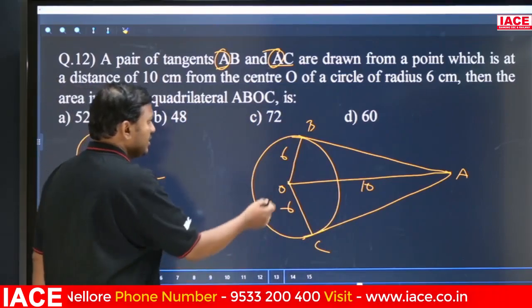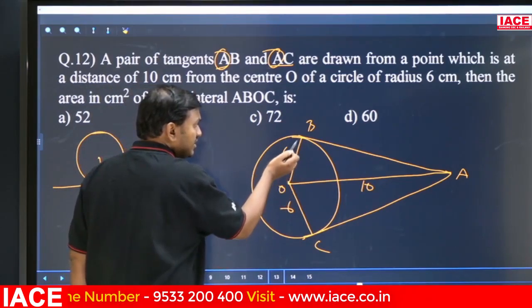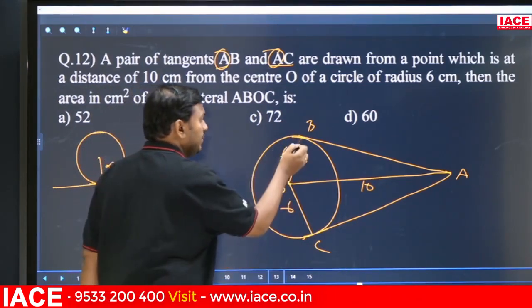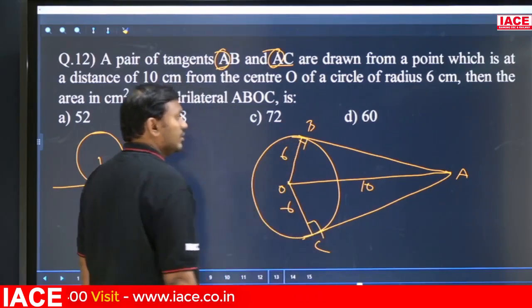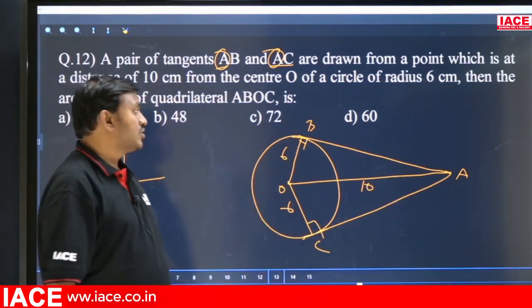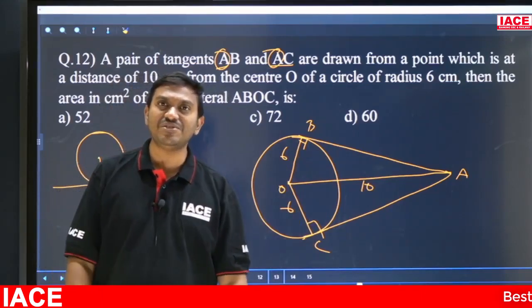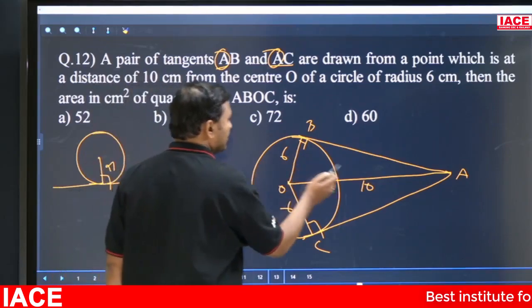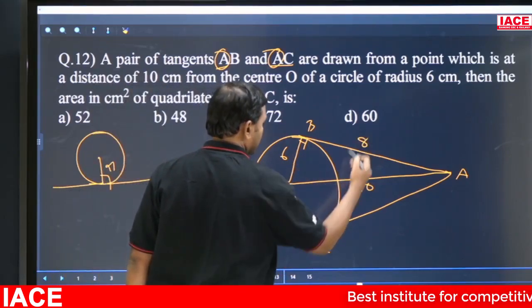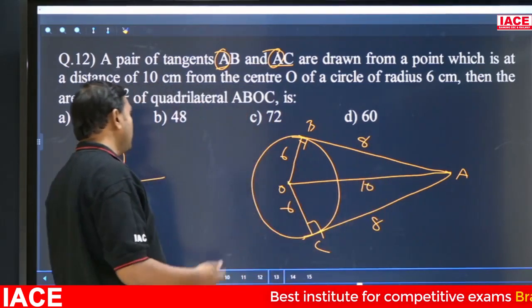Same concept here. Is this the radius or not? Is the radius drawn to the point of contact or not? Then immediately here, what happens? A right angle. So here it is forming which triangle? A right angle triangle. Very simple. Right angle triangle means we know the triplets. So what is the value? 6, 10, so what is the other value? 8. So we have to find the area.